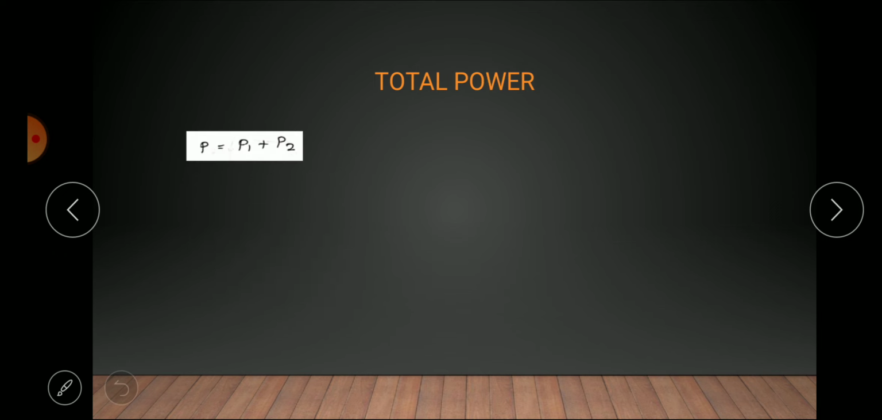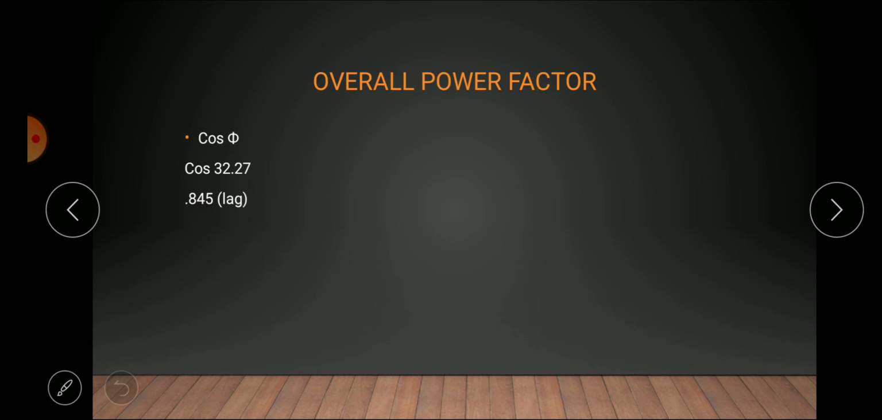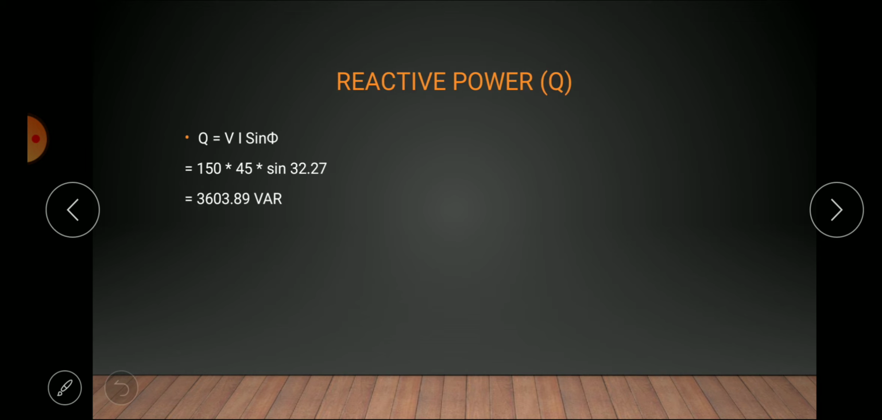Next, total power, P is equal to P1 plus P2. Substitute the values, we get 5700 watt. Next, overall power factor, we know the power factor is cos phi, with phi equal to 32.27. We get the answer 0.845. This is a lagging power factor because we get the negative, minus 32.27 value. Next one is the reactive power. We know the formula, Q is equal to VI sin phi. Substitute the values, we get the answer 3603.89 VAR.